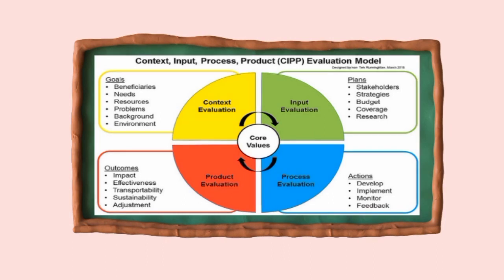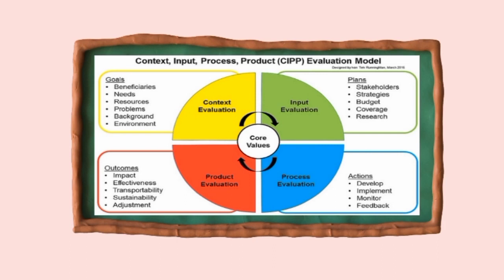First is context evaluation. This refers to the situation or environment in which the program operates. It involves understanding the needs, expectations, and the constraints of the stakeholders, as well as the broader social, cultural, and political factors that may influence the program. The evaluation in the context stage focuses on clarifying the goals and objectives of the program and ensuring that they align with the needs and expectations of the stakeholders.